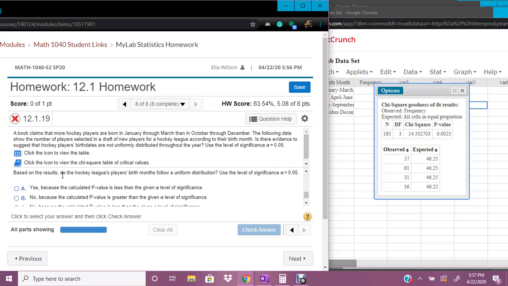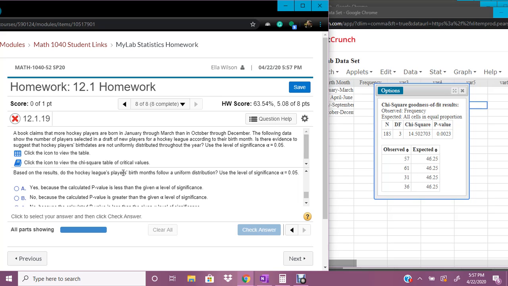And let's see, right here they're asking us if we should reject or fail to reject the null hypothesis, and it's the same rule as it always has been. If our p-value is greater than the level of significance, then we fail to reject the null, and if it's less than, like it is in this case, we will reject the null hypothesis.